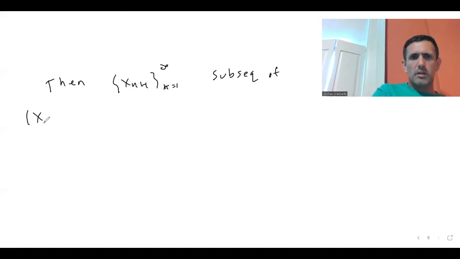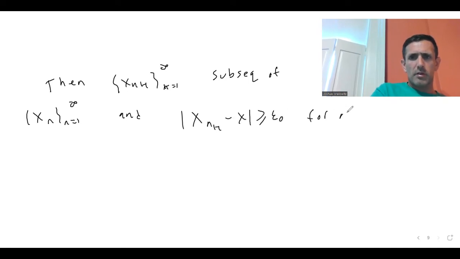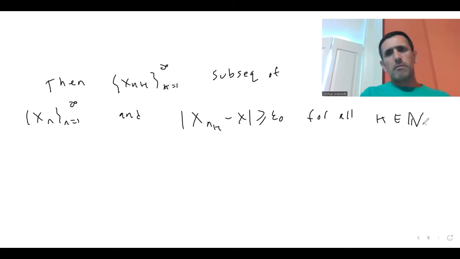It's a subsequence of... there's a subsequence of x_n that satisfies what we need: x_{n_k} minus x is bigger or equal to epsilon 0 for all natural numbers.